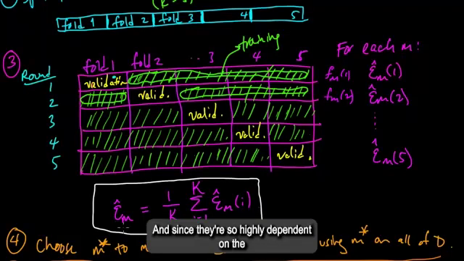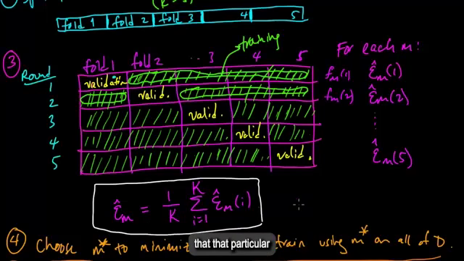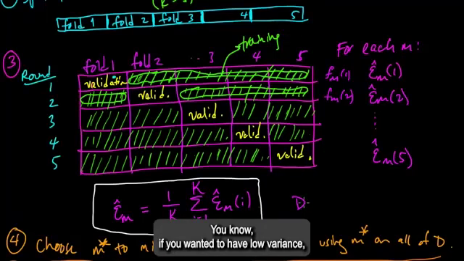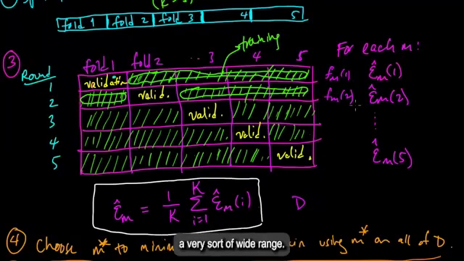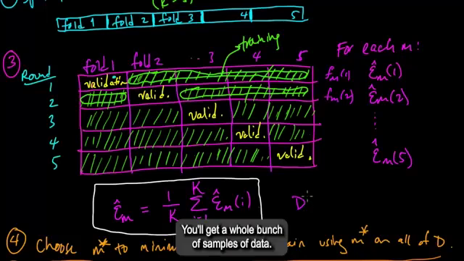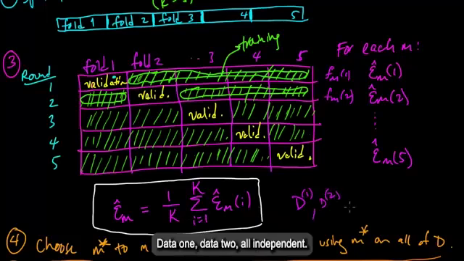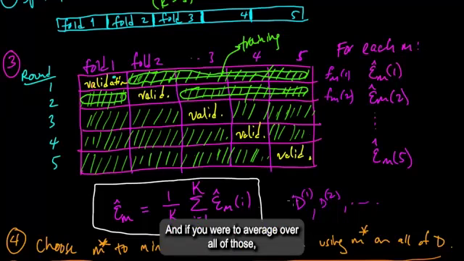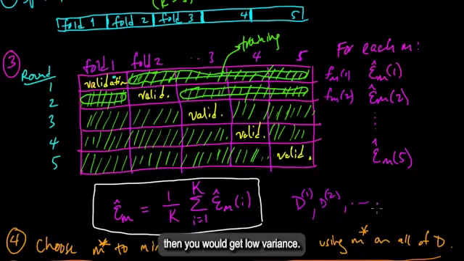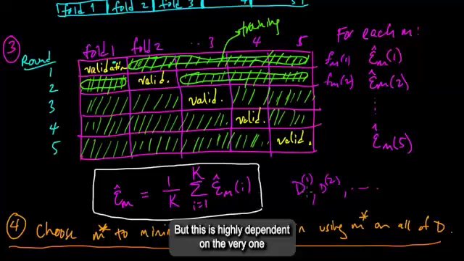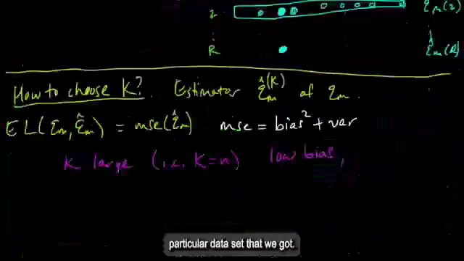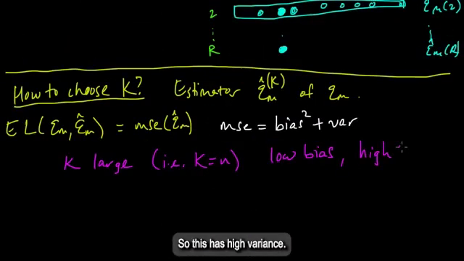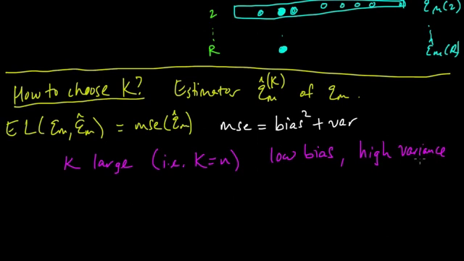And since they're so highly dependent on that particular sample of data that we got, it's going to be fairly high variance. If you wanted to have low variance, you would want to estimate over a very wide range. You'd get a whole bunch of samples of data, data 1, data 2, all independent, and if you were to average over all of those, then you would get low variance. But this is highly dependent on the one particular data set that we got. So this has high variance.